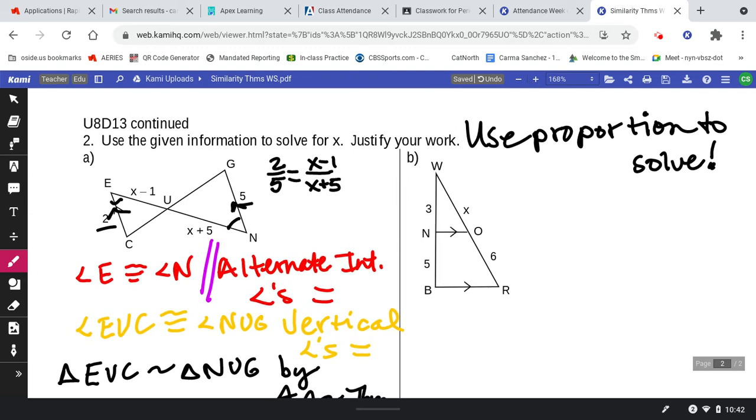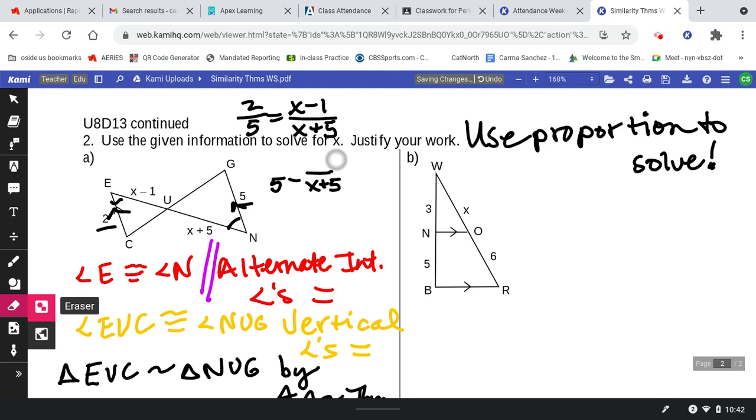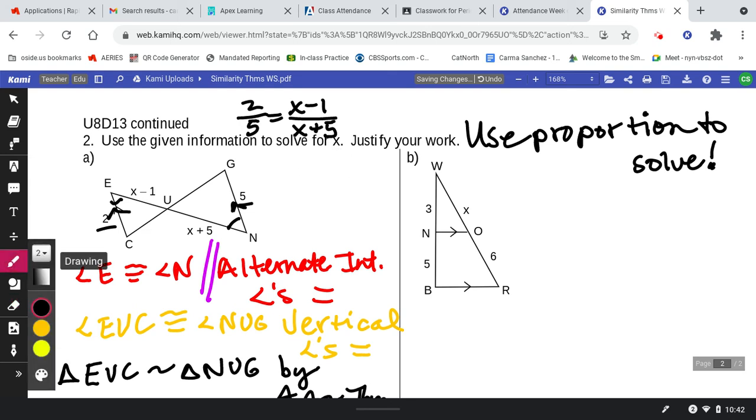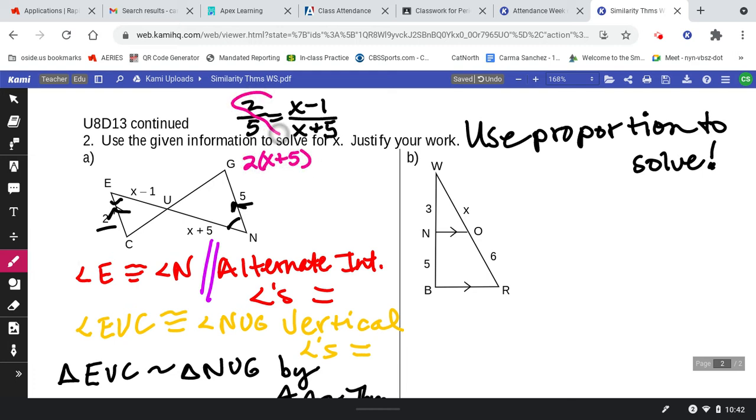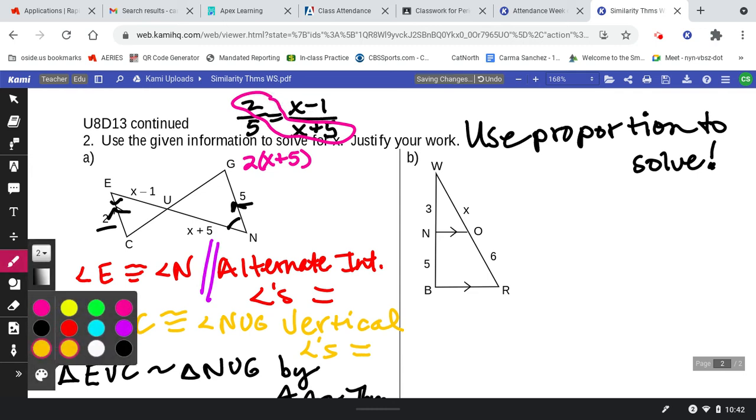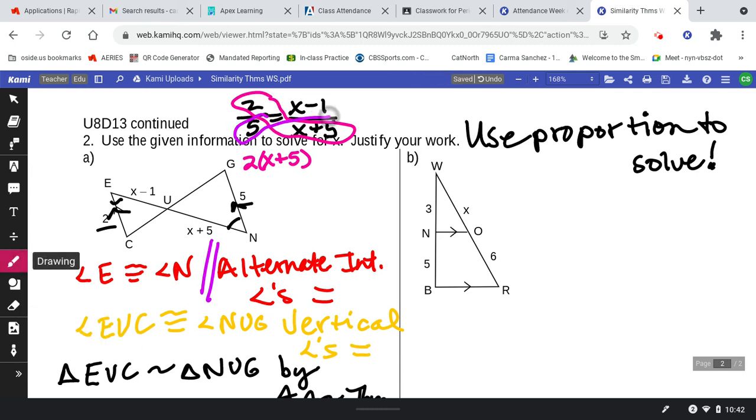So 2 is to 5 as x minus 1 is to x plus 5. And now we're going to cross multiply to solve this. Middle school skill here. So I'm going to get 2 times the quantity x plus 5 for my first diagonal. And then I'm going to get 5 times the quantity x minus 1 for my second diagonal. Then we are going to distribute. And then we're going to solve.